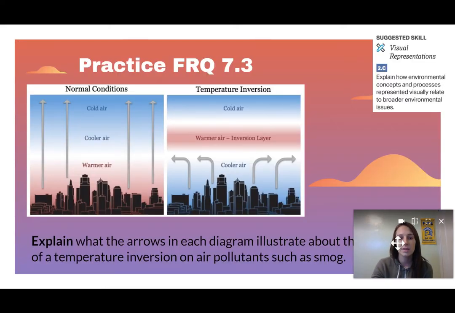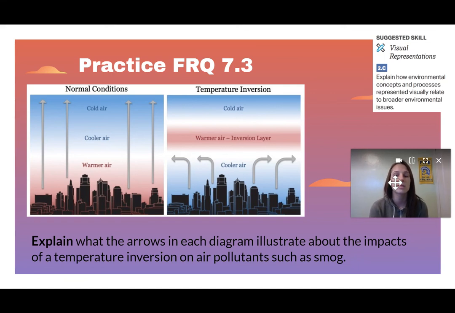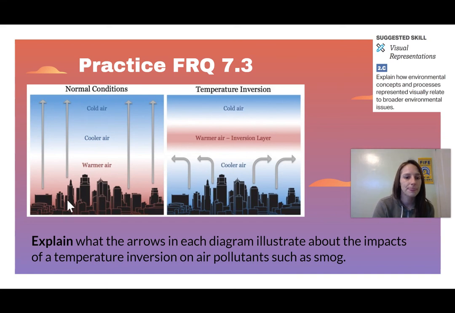All right, so this is going to be your practice FRQ for 7.3, where you're going to practice the suggested skill of explaining how environmental concepts and processes are represented by a visual representation. In this picture here, we've got normal conditions, and then what happens when we have a thermal inversion, also called a temperature inversion. What I want you to do is explain what the arrows in each diagram illustrate about the impacts of a temperature inversion on air pollutants, such as smog. That'll be your practice FRQ for 7.3, and those were your notes on 7.3 about thermal inversions.